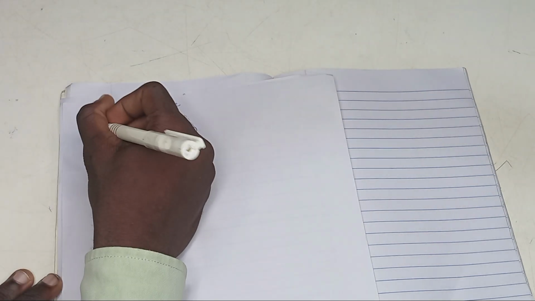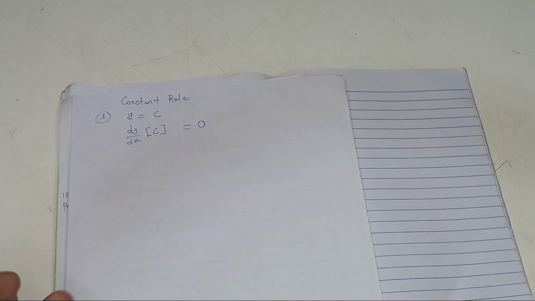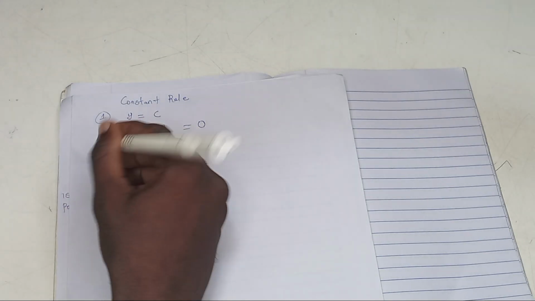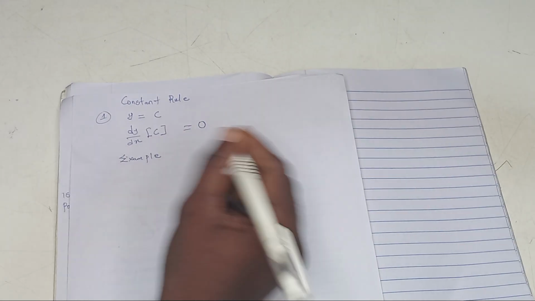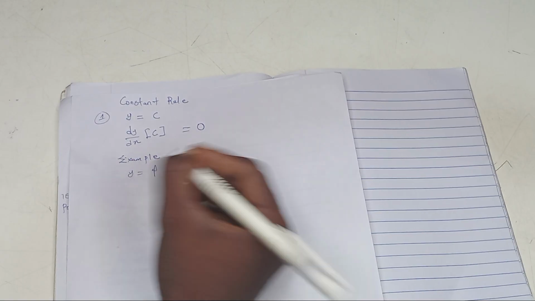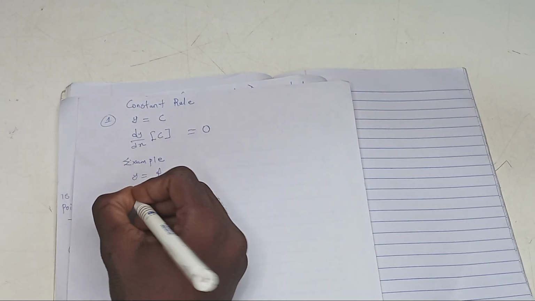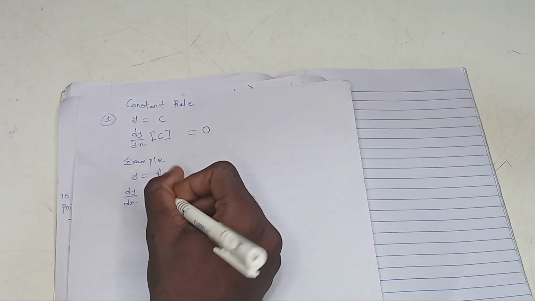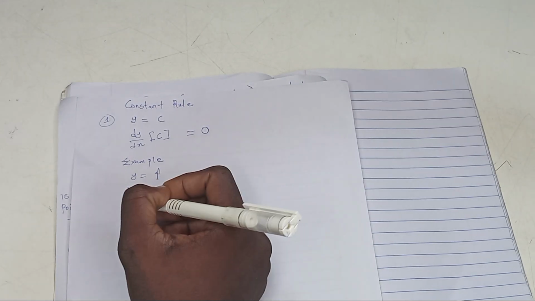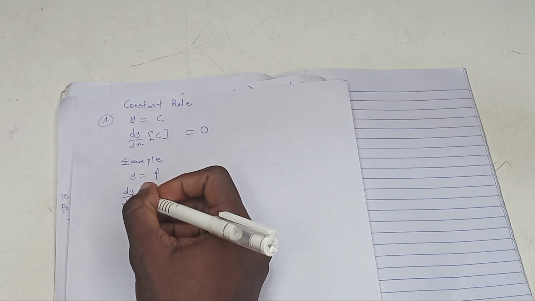The dy/dx of that constant is equal to 0. Good. So, which means the differentiation of any constant in a function is equal to 0. So simple. Let me give you an example first. If I'm given that y is equal to 4, and I'm told to find dy/dx, the answer will be what? 0.